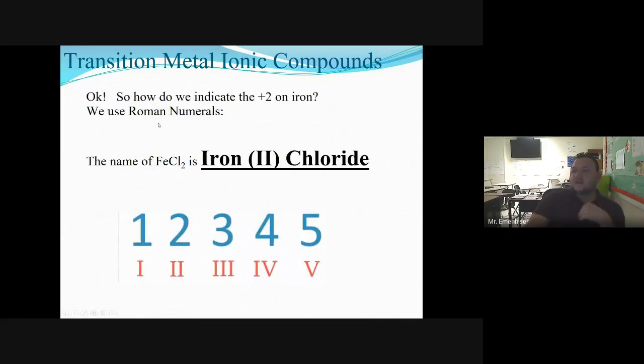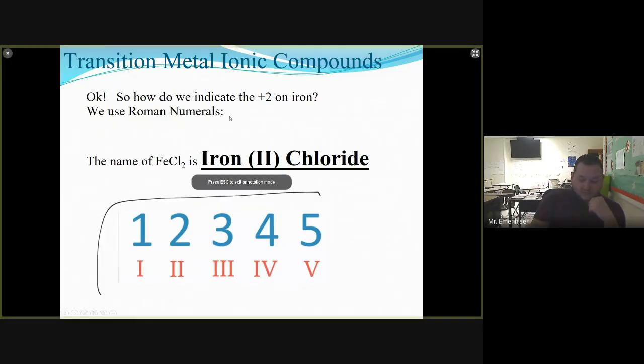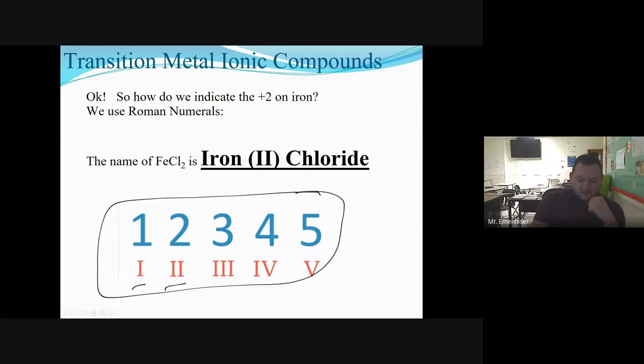All right, so how do we indicate the +2 on the iron? We use Roman numerals. So here's Roman numerals 1 through 5. 1 looks like this, 2, 3, 4, and 5. All right, and that's really the only ones you need to know. You might see 6. 6 looks like this. 7 looks like this. 8 looks like this. 9 looks like this, and 10 looks like this. But really, 1 through 5 are pretty common. So I would be familiar with them.